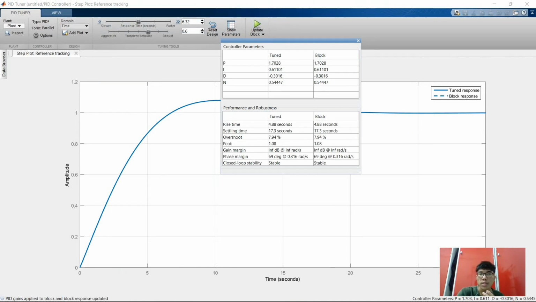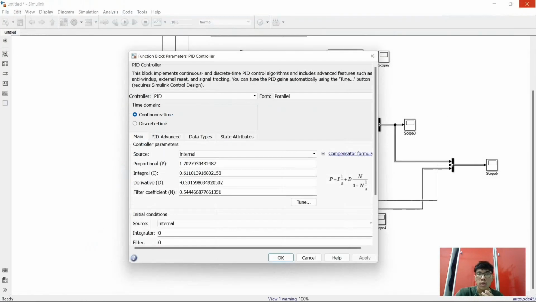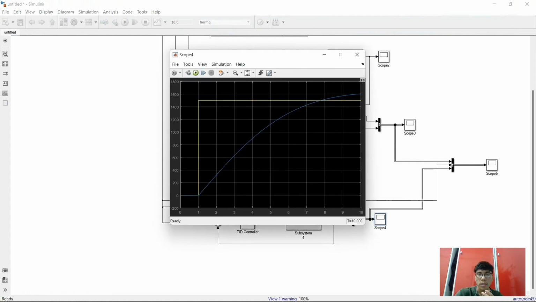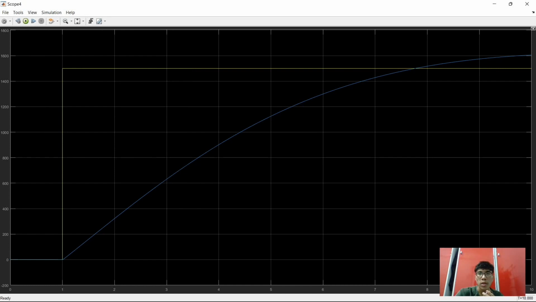As you can see here, the rise time is 4.88 seconds, settling time 17.3, the overshoot is 7.94, peak 1.08, gain margin, phase margin, closed loop stability. After that we run it again, and we can see the response output for the automatic tuning.